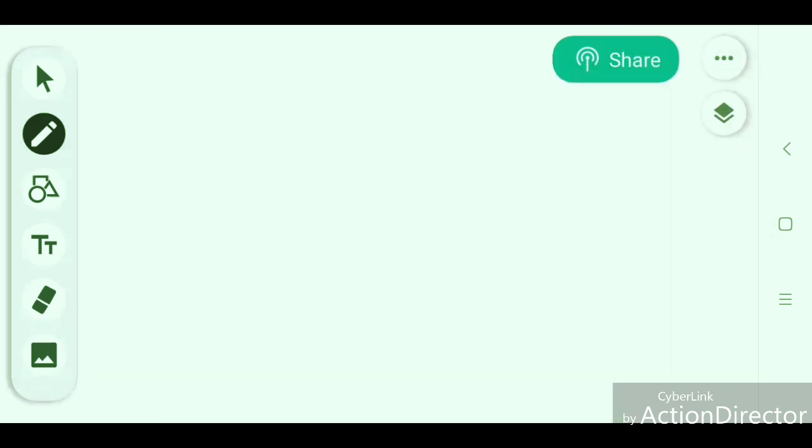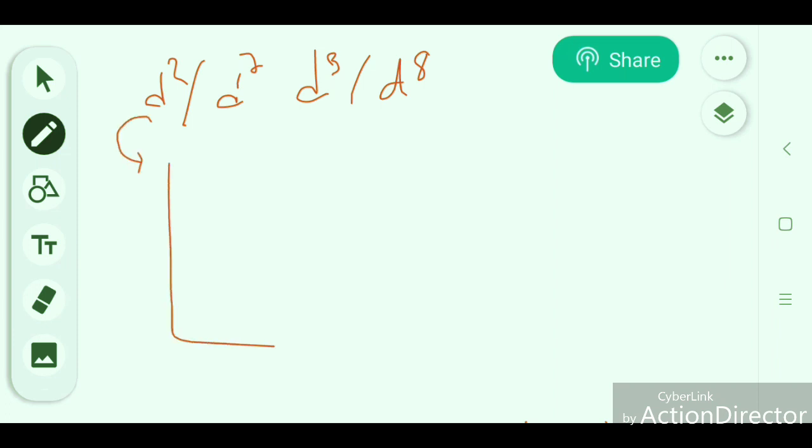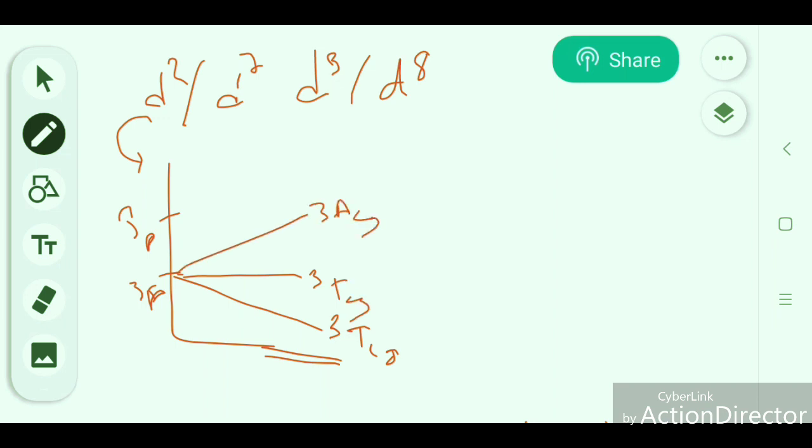So now we will discuss the non-crossing rule. In the Orgel diagrams of d2, d7, d3 and d8, we saw some trend. If we draw the Orgel diagram for the d2 configuration, the ground state term is 3T1G, then the 3T2G excited state, then 3A2G. Then we have seen that the T1G term of P crosses the A2G term. So there is a crossing point in the d2 and d7 configurations between T1G and A2G.